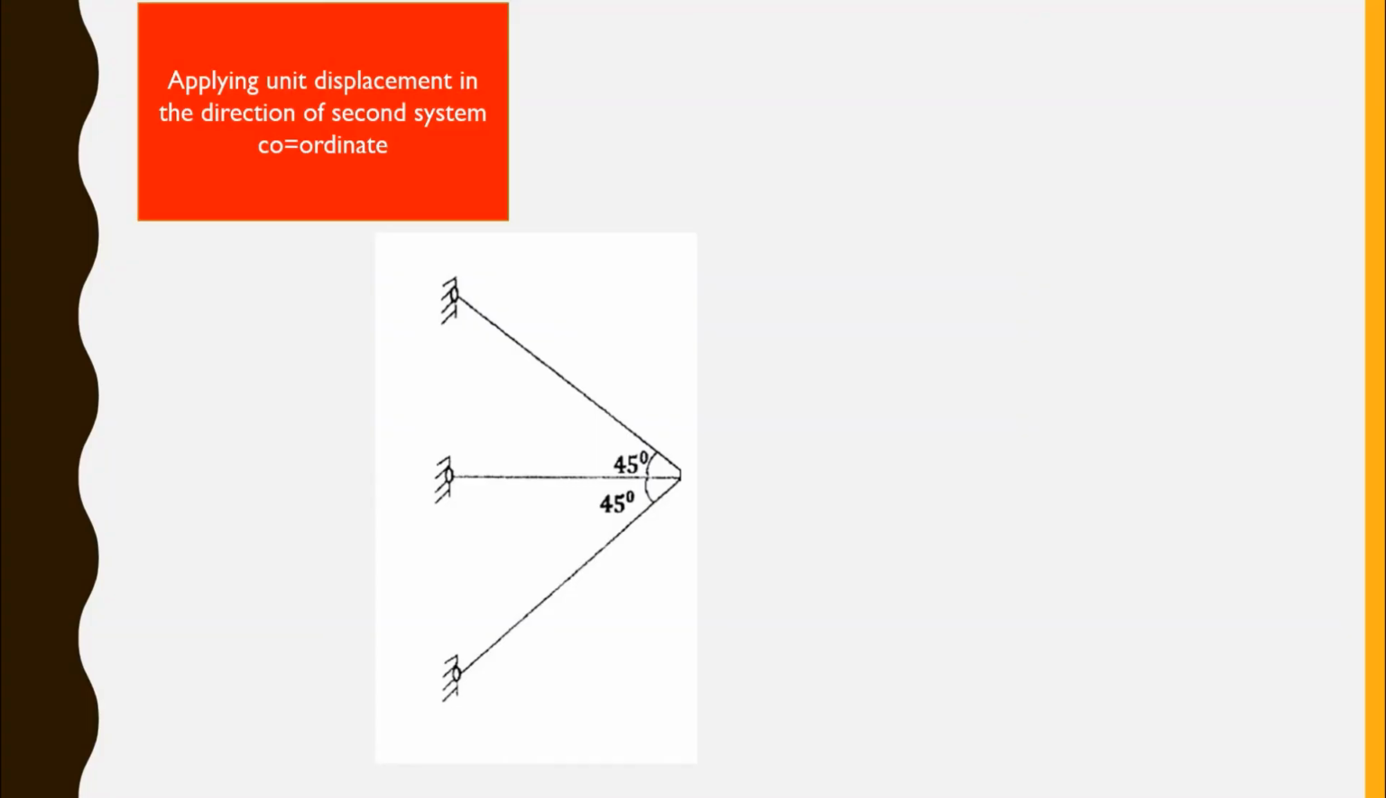In the second system coordinate, we are applying a unit displacement in this direction. So when I extend all the members like this, and draw perpendiculars from the unit length, I'm naming it as OA here. Here we have A, B, C, and this is OA dash, OB dash and OC dash. So I'm drawing a perpendicular to the extended member, this is A dash and this is C dash.